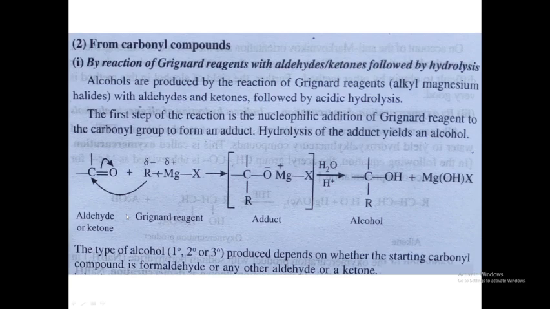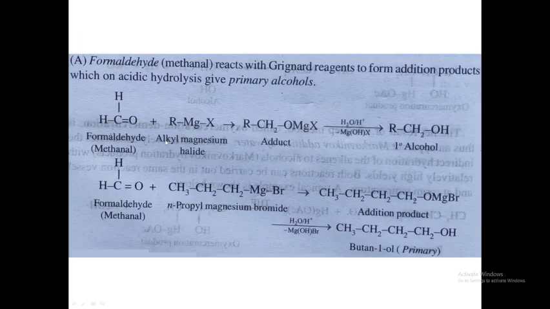Formaldehyde reacts with alkyl magnesium halide, and then we get an adduct. As we have already discussed in the Grignard reagent reaction, this is a kind of step-up reaction, where one additional carbon atom can be seen in the product compared to the Grignard reagent part. When formaldehyde reacts with normal propyl magnesium bromide, initially we get an adduct, and then on hydrolysis it is converted into butanol, a primary alcohol.